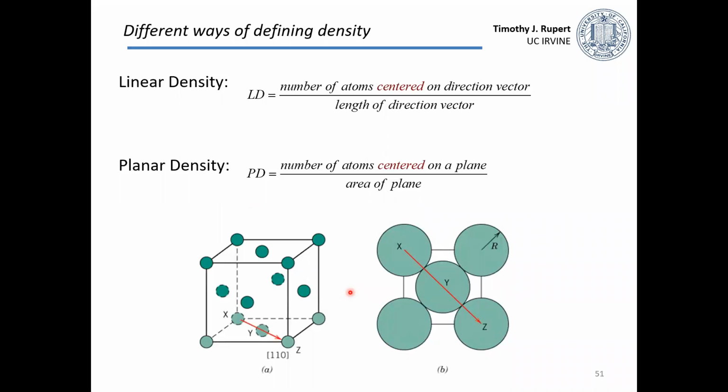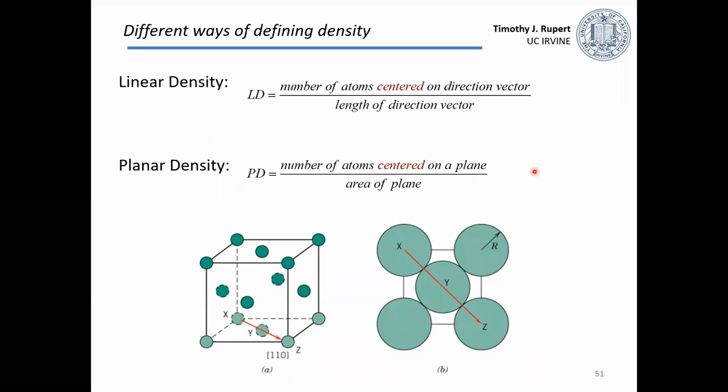Oftentimes, and the last thing I'll mention today is that we can sometimes talk about the density in different directions and in different planes. There's a few different ways to describe this. The first one is what's called linear density. So here you can just define it as the number of atoms centered on a direction vector divided by the length of the vector. So how many atoms am I crossing divided by the length? So for example, if I go here from position X to position Z, the number of atoms I cross would be 1/2, 1 and 1/2, so 2 total, and then divide that by the length of that arrow, right?